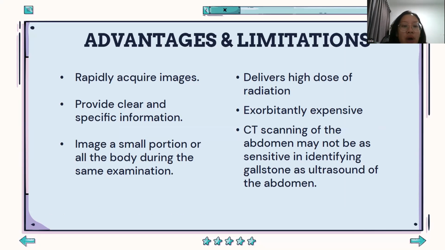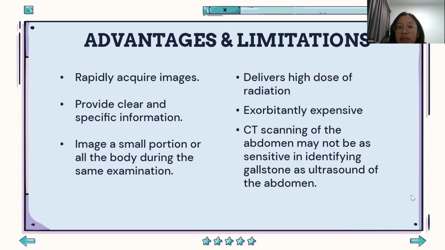They rapidly acquire images and provide clear and specific information. They can image a small portion or all of the body during the same examination. Also, the speed, ease, and accuracy of a CT examination can reduce the risk of serious complications, and there is the ability to produce detailed images of bone, soft tissues, and blood vessels at the same time.